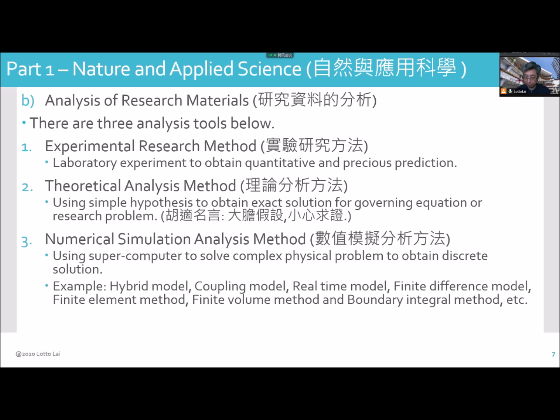As an example, some different models: a hybrid model, Cooper model, real-time model, finite difference model, finite element method, finite volume method, and boundary integral method, etc. I remember my degree supervisor used a finite element model to do the aircraft analysis, the force on the structure.